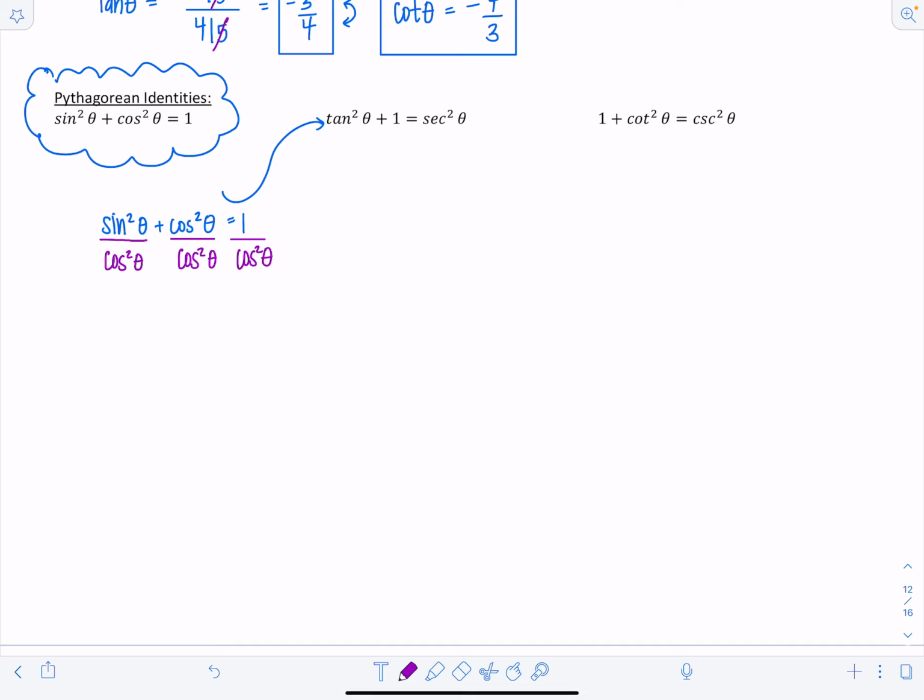So let's simplify now. Sine squared theta divided by cosine squared theta. Didn't we just talk about the fact that tangent theta equals sine theta divided by cosine theta? So since everything's squared here, this is tangent squared theta plus cosine squared divided by cosine squared is just 1. And then 1 divided by cosine squared. What is 1 over cosine theta? It's secant theta. But since it's squared, then this is going to be secant squared theta. And voila, there you go. That's the second identity.